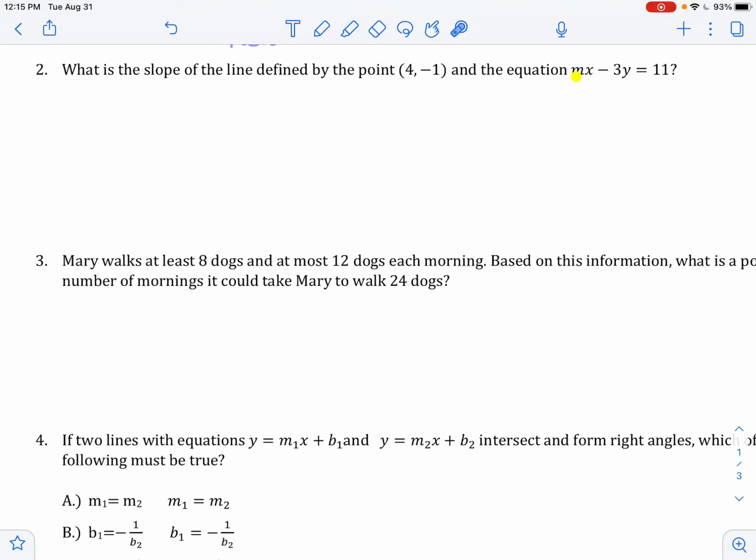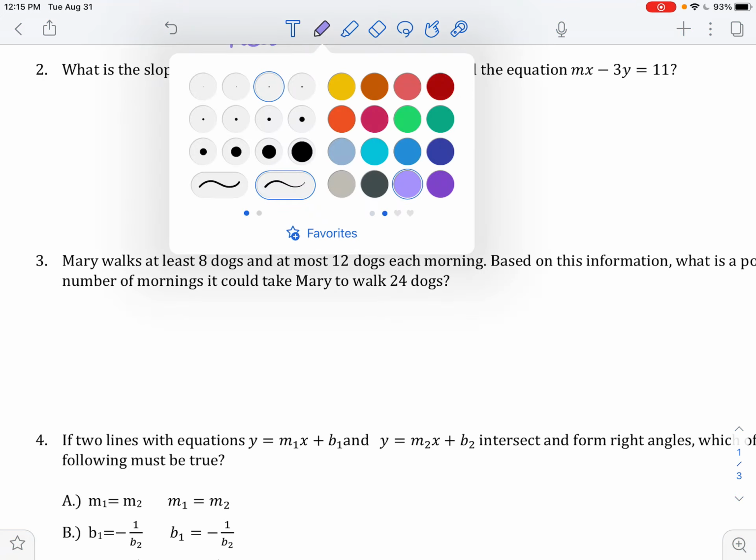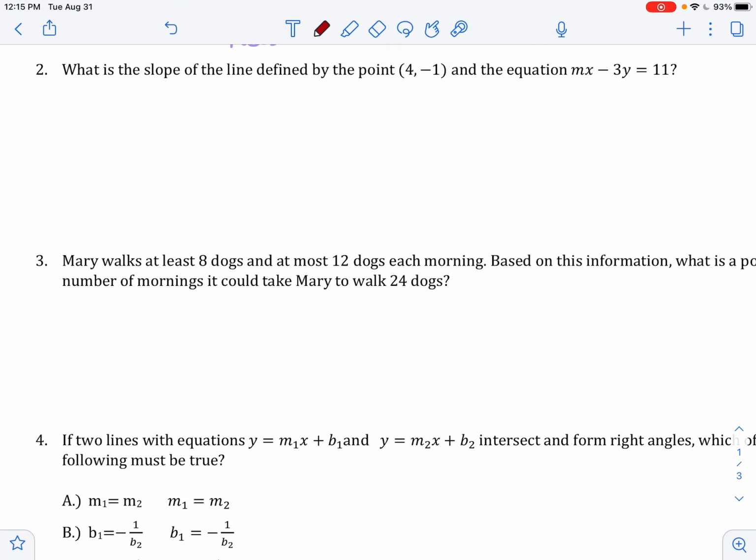We can take the coefficient to x, the number in front of x, to be the slope only when y is isolated. So notice here y is not isolated. So we actually need to figure out what the value of m is first, and then convert this to slope-intercept form in order to identify the slope. So we're given the point (4, -1). So we know that x is 4 and y is -1. So we can take the equation mx minus 3y equals 11 and substitute that point in.